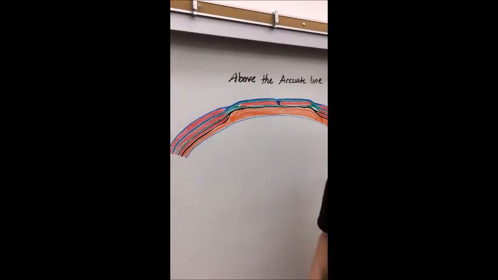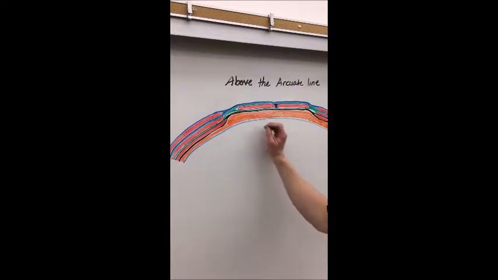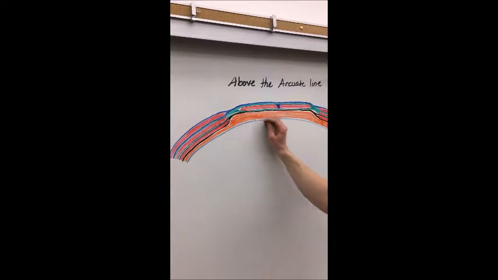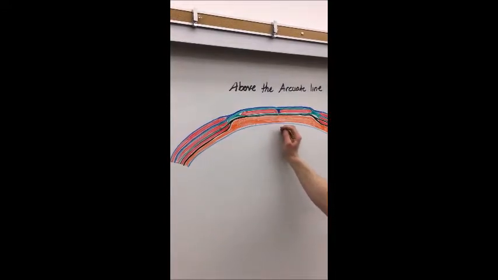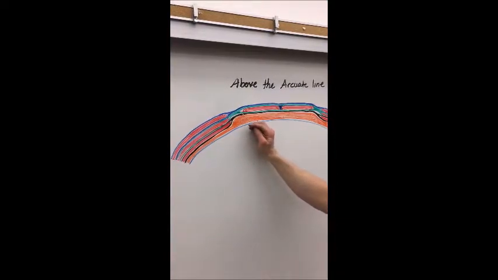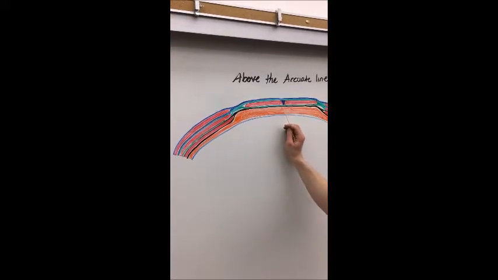All right, we're going to be going over the rectus sheath above the arcuate line. Notice that there's one half of the rectus sheath that goes anterior to the rectus abdominis, which these red muscles right here are. And there's one other half of the rectus sheath that goes posterior to the rectus abdominis.